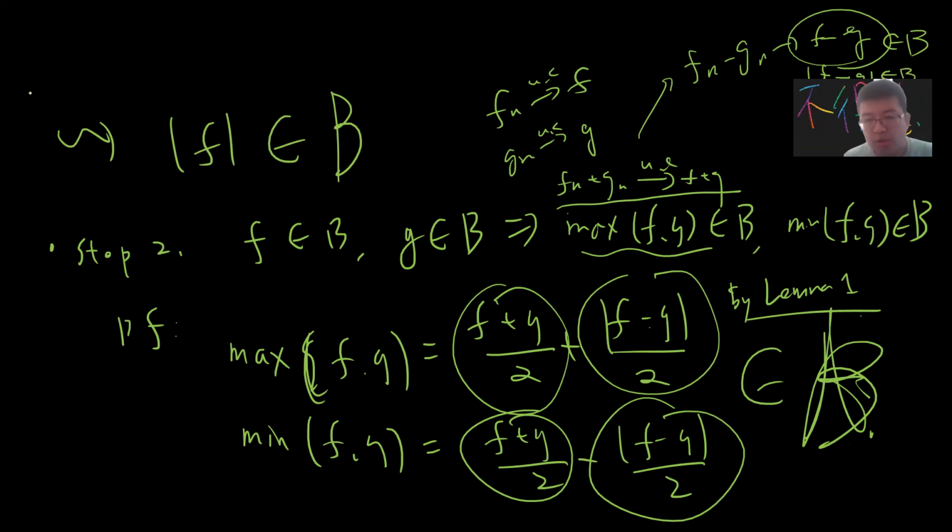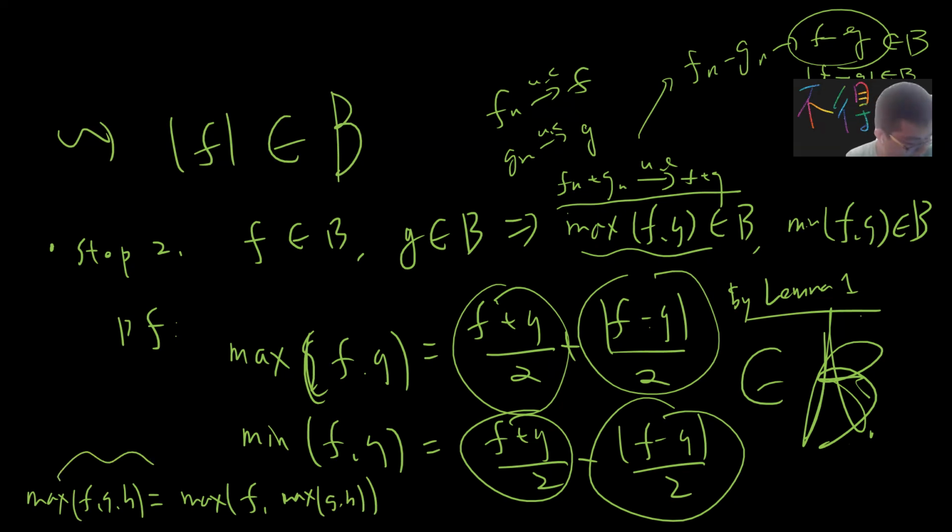Then you can easily generalize to n functions, because the maximum of f, g, h is the same as the max of f with the max of g and h. So you can generalize to n functions, and it's also true. These steps are both trivial. Okay, so step 3 is a little bit non-trivial, so let's talk about it.